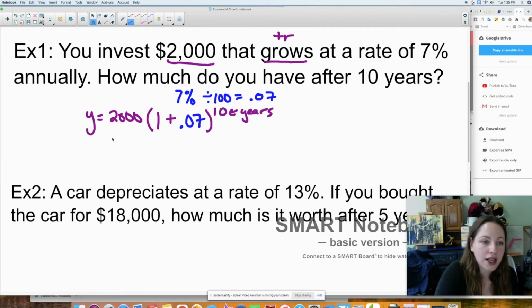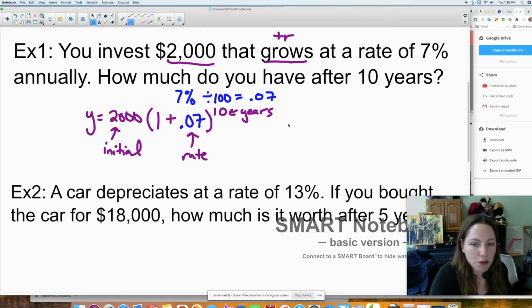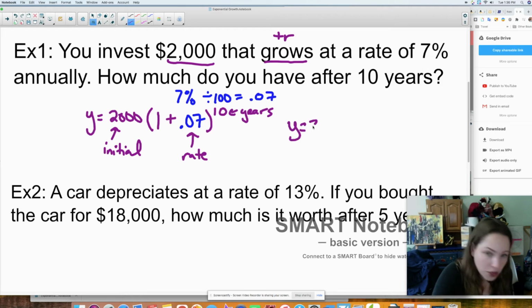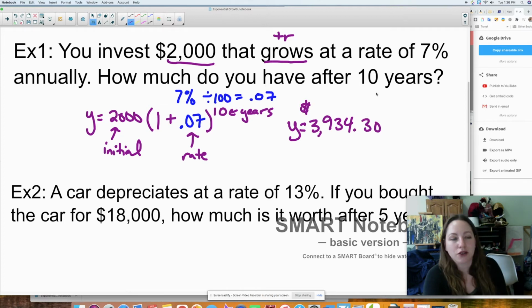So this is the time, this is the initial value, and you just use a calculator, okay? And this is the rate. So you put in 2,000, parenthesis 1 plus 0.07, close parenthesis, exponent 10. And we're going to usually round money. All right, Y equals $3,934.30 because it's money. That's how much money I would have after 10 years. That means that if I invest 2,000, it's growing. It's almost doubling. It's almost 4,000, which is great. But if I invested 10,000, I bet that would be even better, right? Because then you'd have a lot more money.